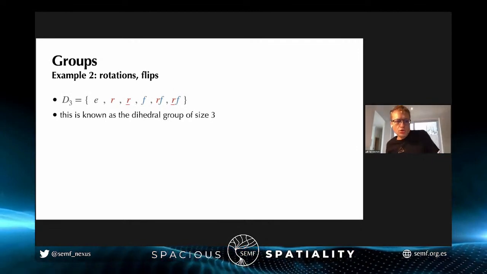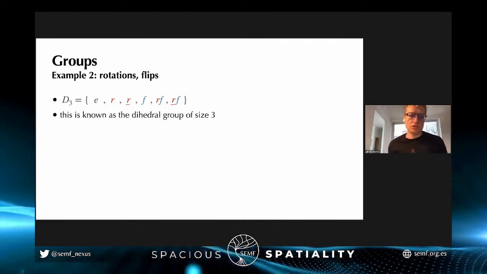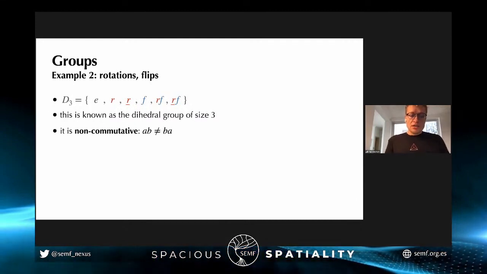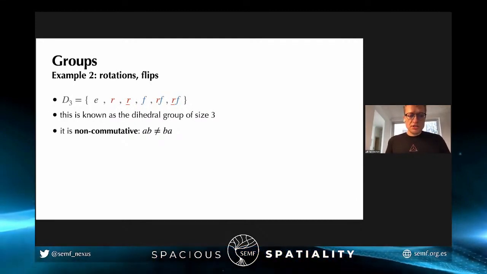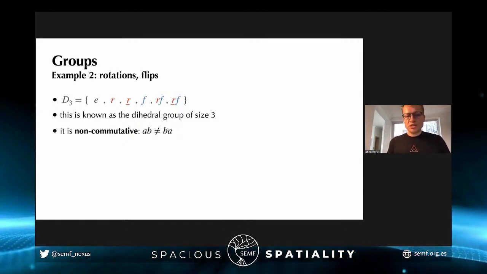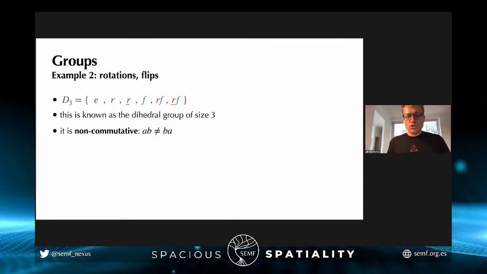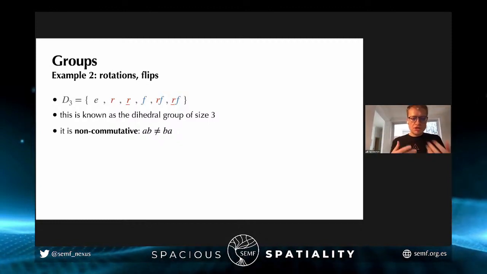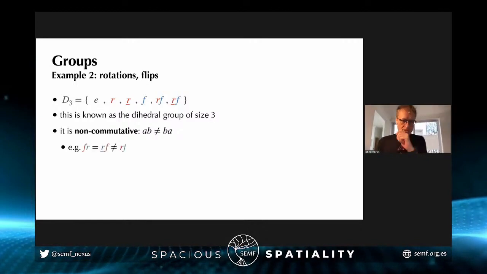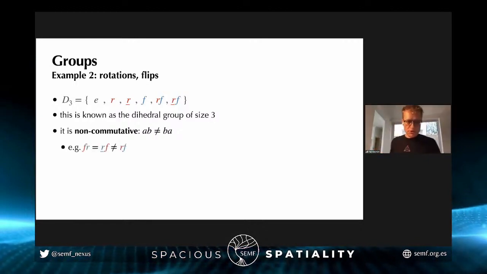Okay, this is called the dihedral group of order three, or size three. And it's really important to notice that, unlike the cyclic group, it's not commutative. What that means is that you can't just do a bunch of operations in any old order. The order actually does matter. And we can see that because of some of those operations we just did.